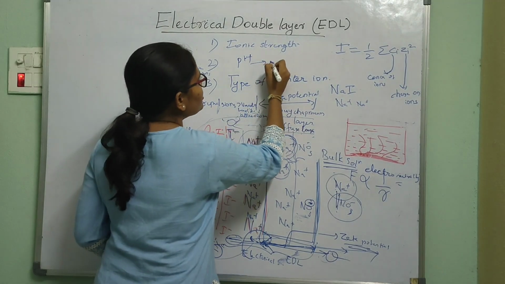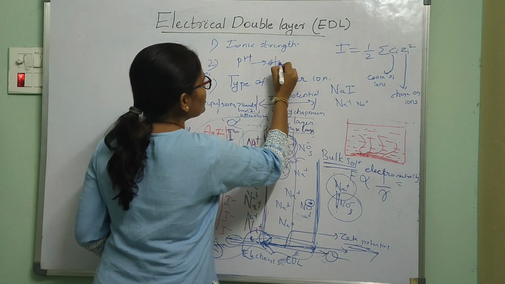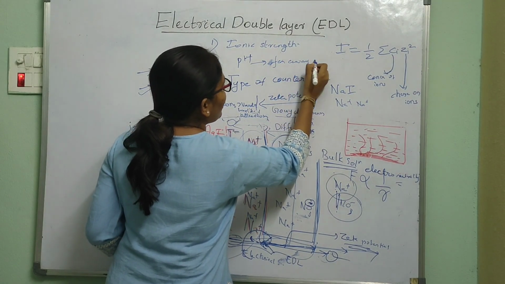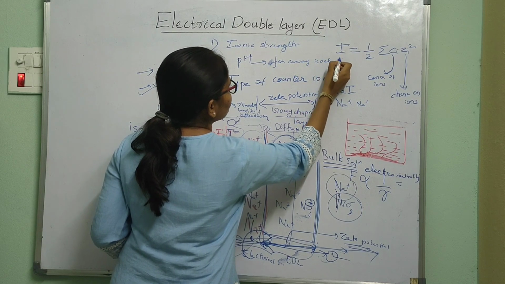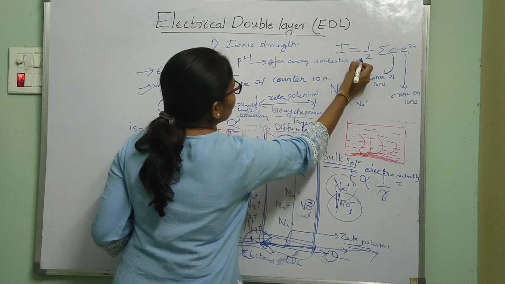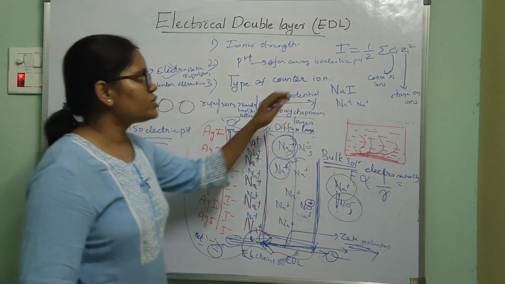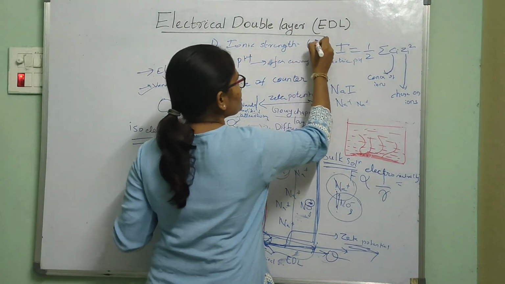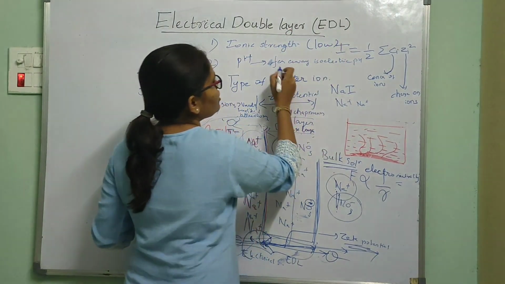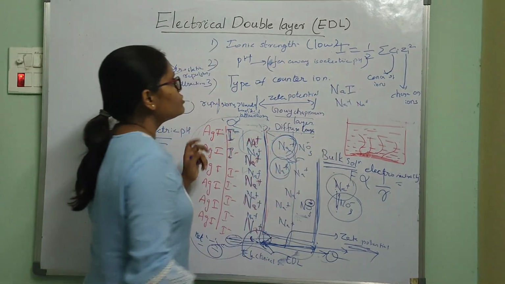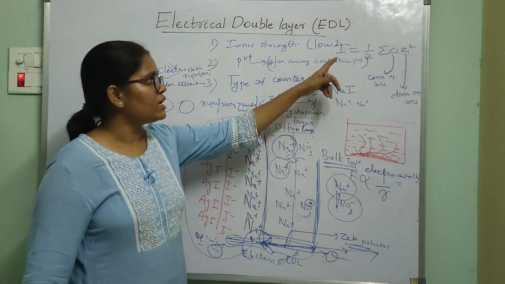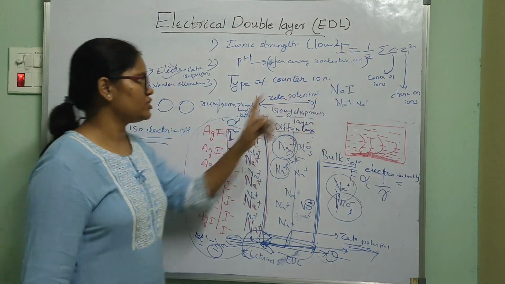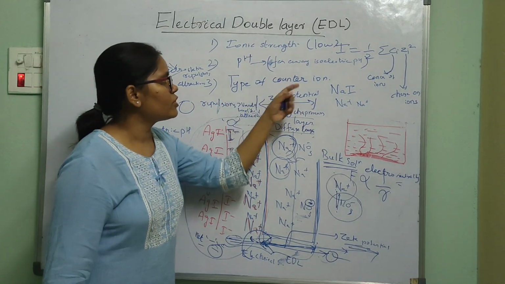So the pH should be far away from the isoelectric pH. Okay. So for any colloidal solution to be stable, the ionic strength should be low. Low ionic strength is preferable. The pH should be such that it is far away from the isoelectric pH. Okay. So, type of counter ions.